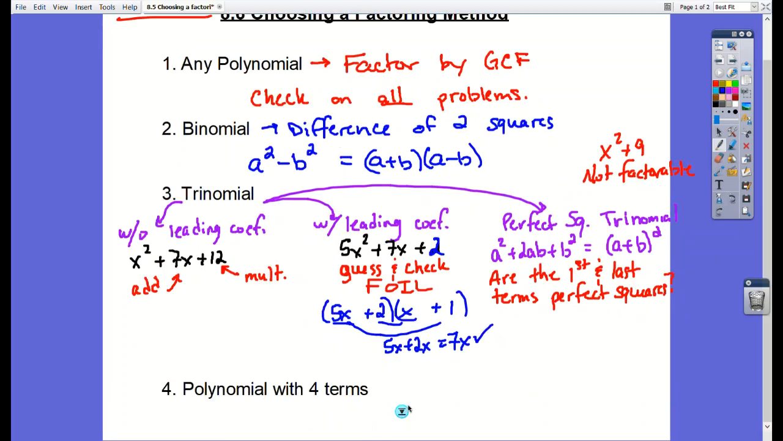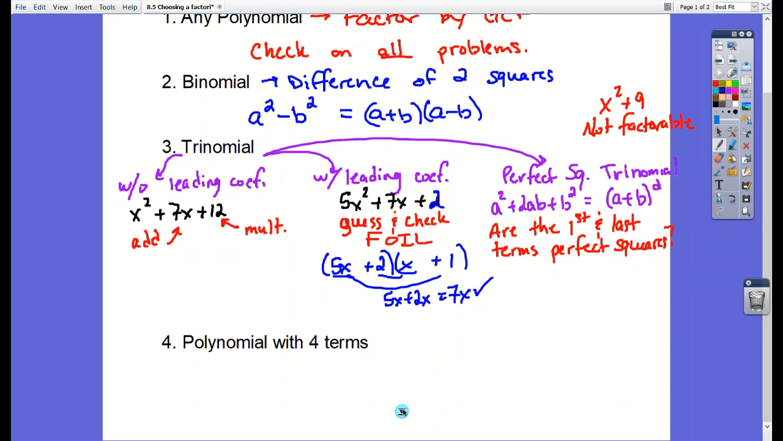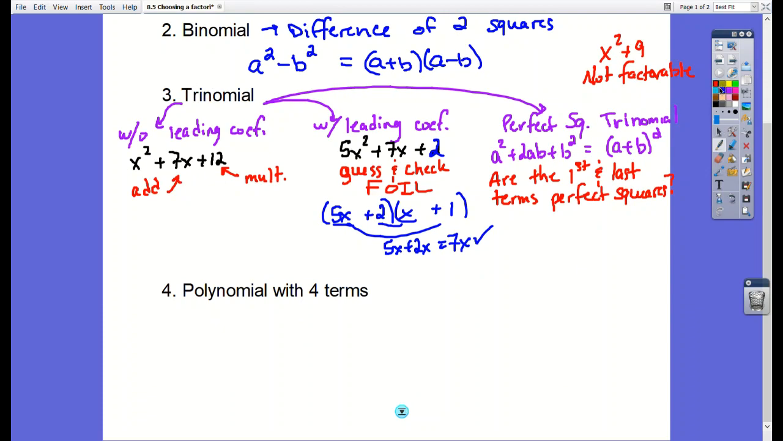And then finally, that's what we spent most of our time on, was trinomials. And then a polynomial with 4 terms. We only had one way. What was that way, right? Factor by GCF. We already talked about GCF, right? Grouping.